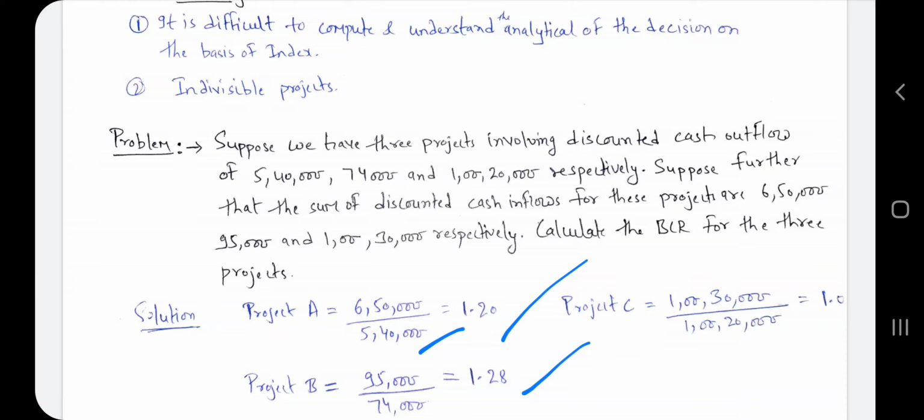If I invest 1 rupee, then I get a return of 1.28 rupees, meaning I get 28 paise more. But in project A we get 20 paise, and in project C we get 1 rupee, meaning outflow is equal to inflow. If I invest 1 lakh rupees, then after 1 year I will get only 1 lakh rupees. In this way we find the benefit cost ratio, and we use these techniques for finding which project is better or for ranking projects.